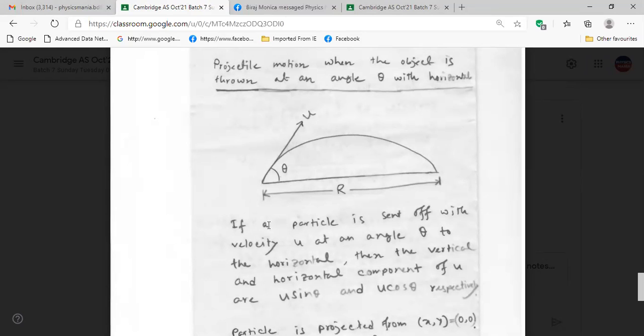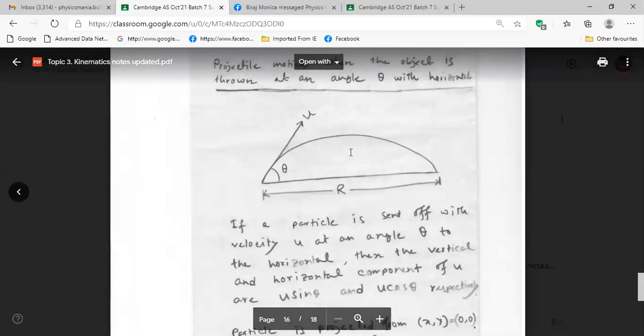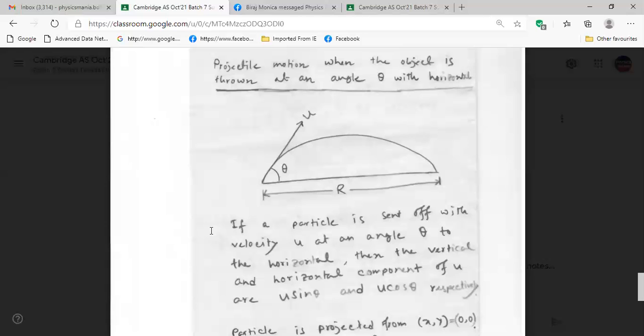And Farhan, yes sir, read this. If you are done with drawing the velocity u, then read this: if a particle is sent off with velocity u at an angle theta to the horizontal, then the vertical and horizontal components of u are used. U sin theta and u cos theta respectively.